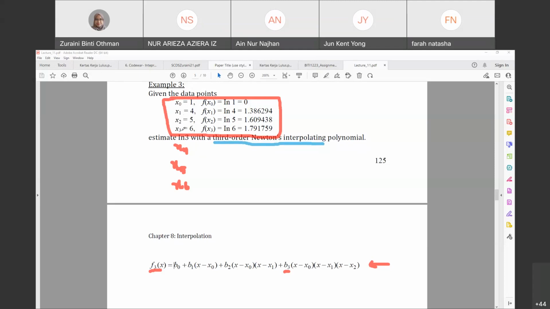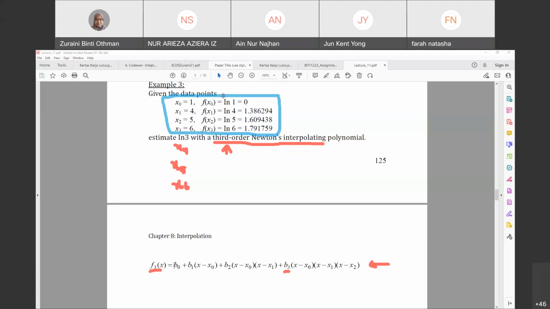Yang paling tinggi X3 lah, sama. Third order, yang paling tinggi X3, Fx3, which means 4 points, sebab dia mula daripada X0. Okay. So this is for third order polynomial yang you have to know. Even though it has X4, X5, X6 here, you only consider these 4 points.